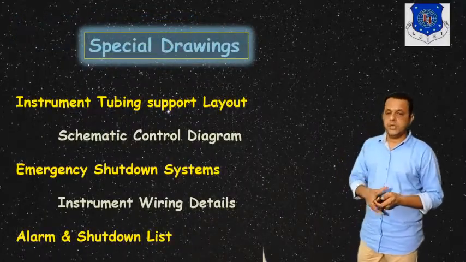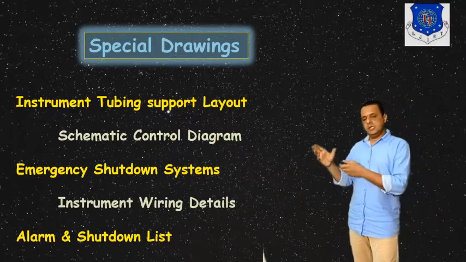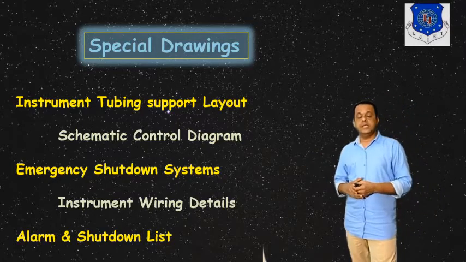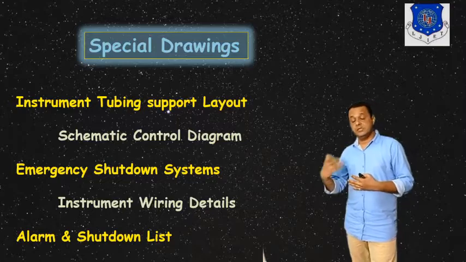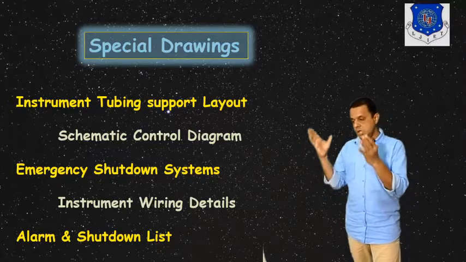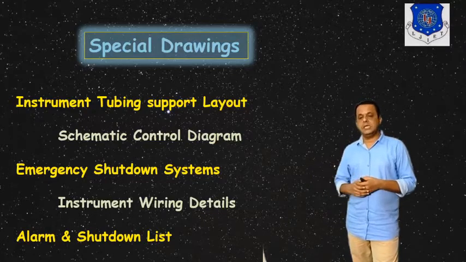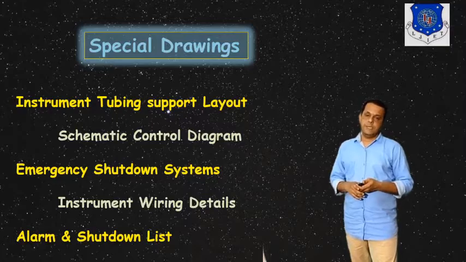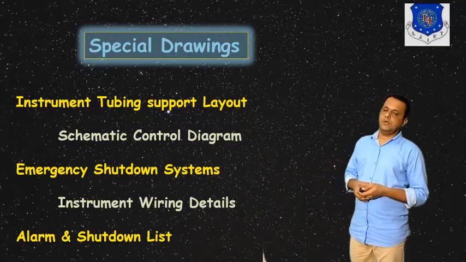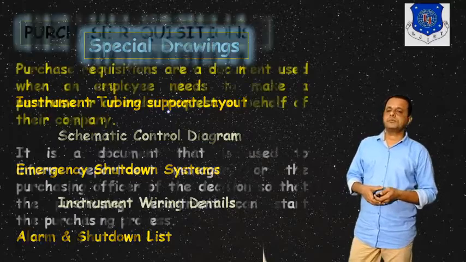Some other special drawings are required, like the instrument tube support layout, then the schematic control diagram or emergency shutdown system, showing where they actually are and how they are to be operated. That entire diagram is also required. Then instrument wiring details and the alarm and shutdown list. These are the special drawings and documents required in addition to what we have already discussed.